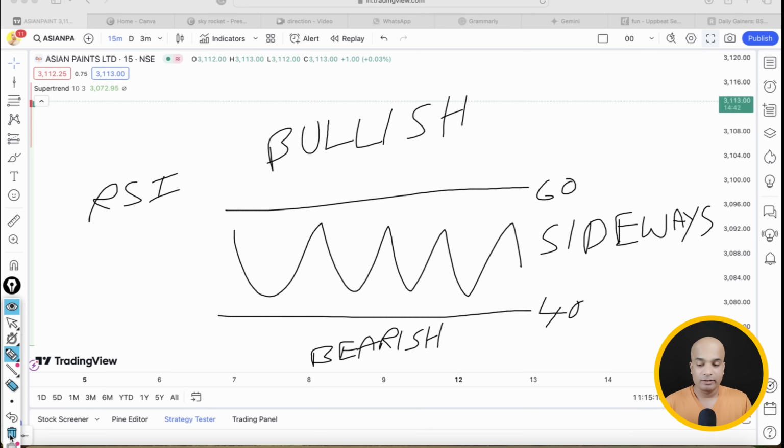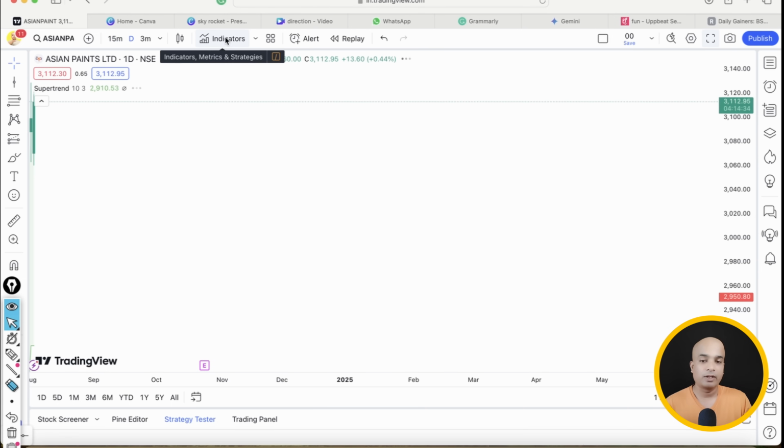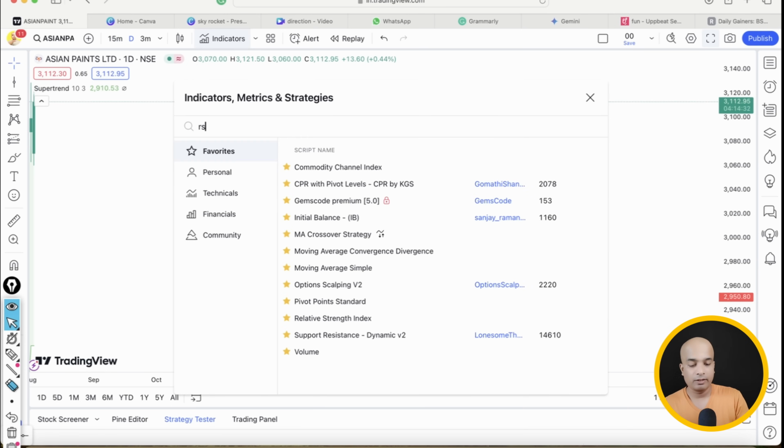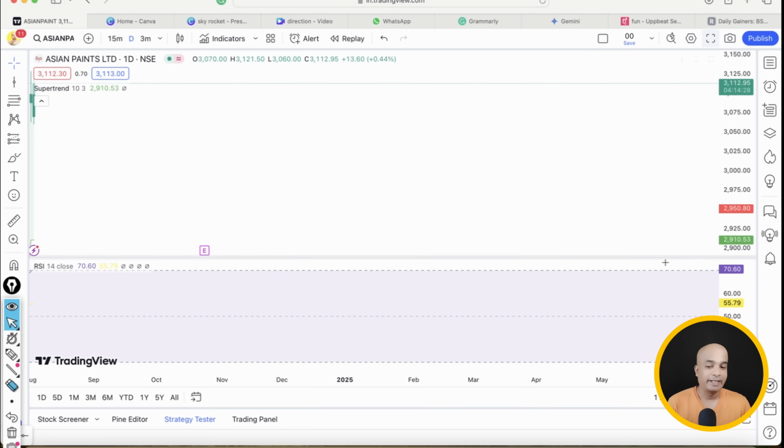I will show it on the charts. See, for example, you can go to the daily charts. Go to indicators, go to RSI. By default, it will plot 70 and 30. You need to change it actually.